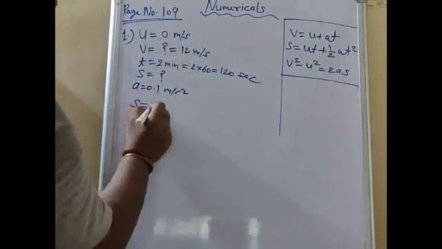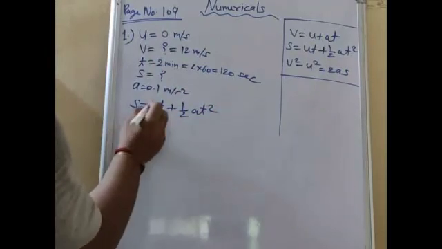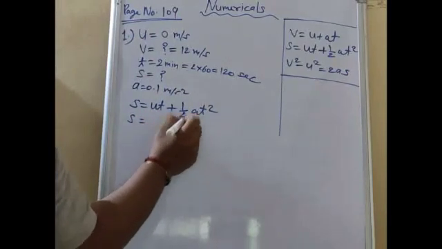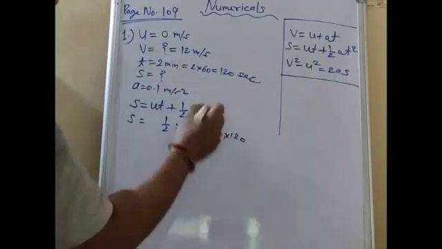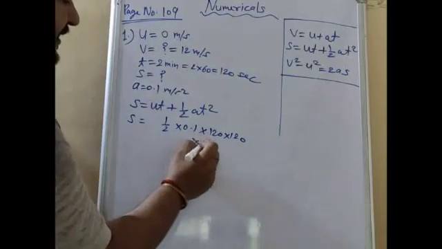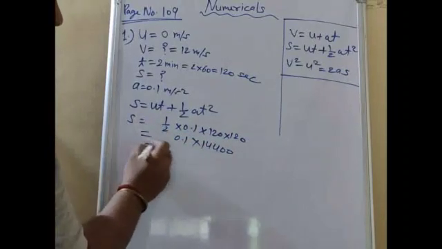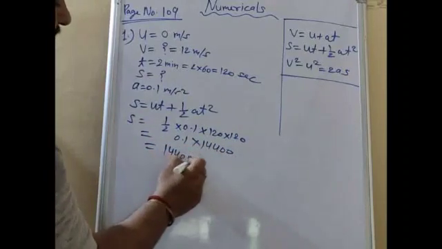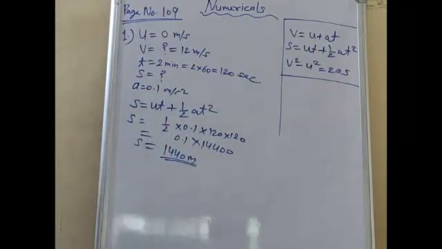S is equal to UT plus half AT square. Just put the values. U is 0, so UT will be 0. Then half A is 0.1. Time is 120 into 120, because T square is given here. So 120 into 120, you will get 14400. Multiply by 0.1, so just put a decimal point here. So the answer will be 1440 meter. Okay. So this is the first one.